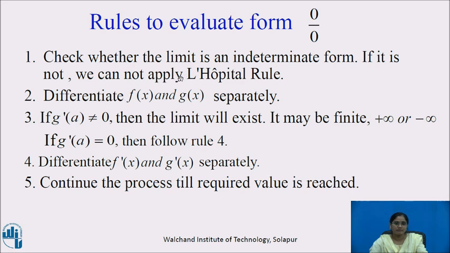Let us revise the rules to evaluate the form 0 by 0. First, we need to check whether the limit is an indeterminate form. If it is not, we cannot apply L'Hospital rule. In the next step, you need to differentiate f of x and g of x separately. After that, substitute the limit. Check if g dash of x is a non-zero term, that is, substitute the limit; if g dash of a is not equal to 0, then the limit will exist and it may be finite, plus infinity or minus infinity. But if you are getting g dash of a as a 0 term, then again you need to repeat the procedure. That is, again differentiate f dash of x and g dash of x separately. And we are going to continue this process till the required value is reached.